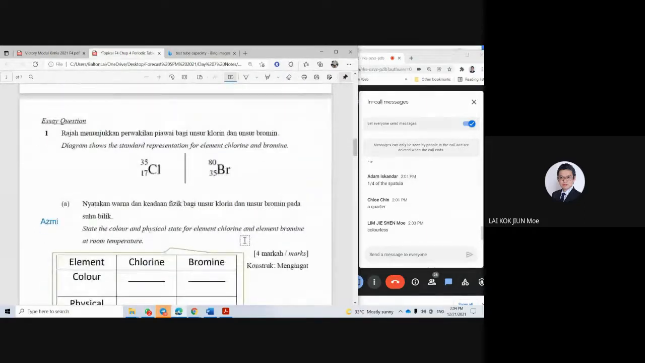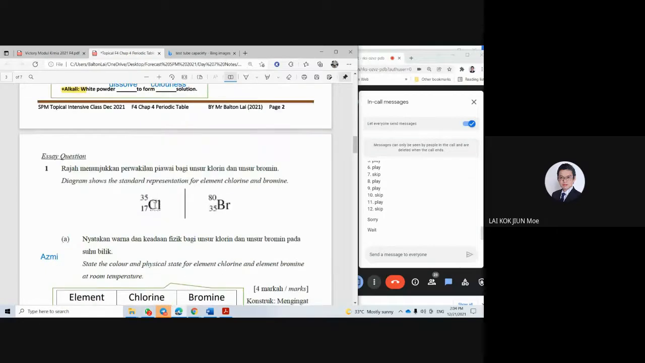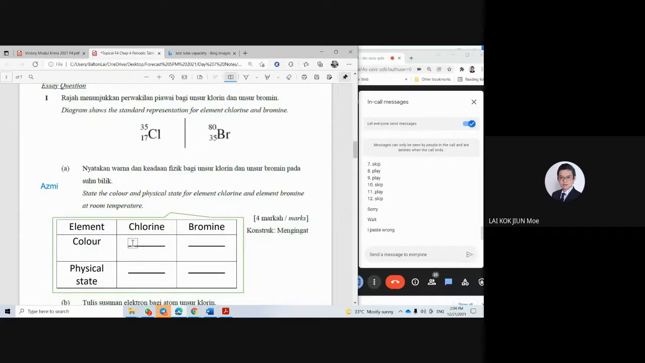I think all of you can do it. Now it's your turn, ask me. Can you give the teacher the color? Chlorine and bromine, what is the color? The color of chlorine is what? The color of bromine, how? And the physical state, how? At room temperature, that means around 25 Celsius.